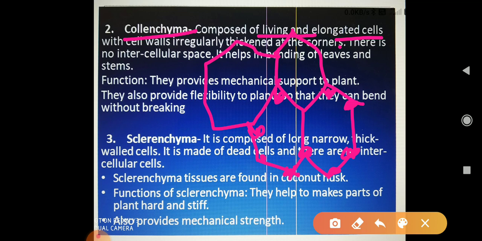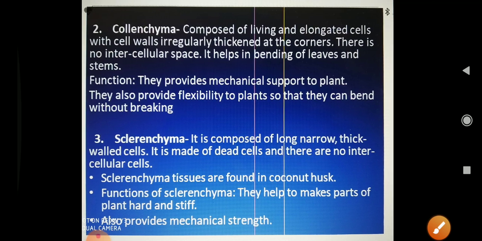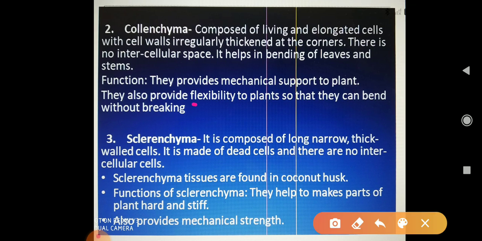These are present in the leaves and stems also, and they help in the bending of the leaf. They give flexibility to the plant. Now see, they provide flexibility to the plant. The previous one was parenchyma, which was for storage, and this is for providing flexibility.